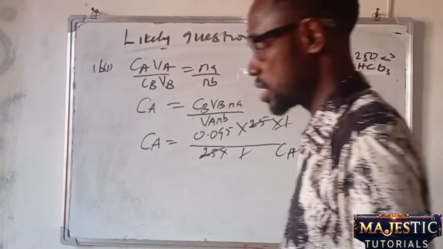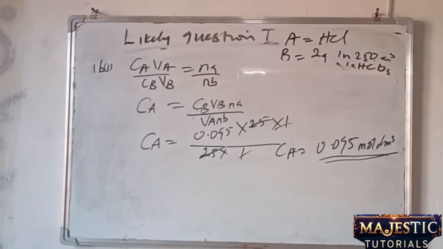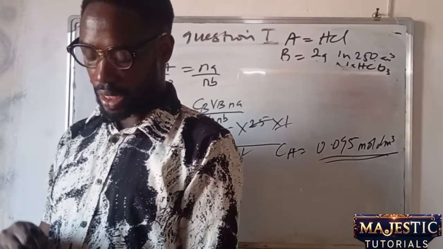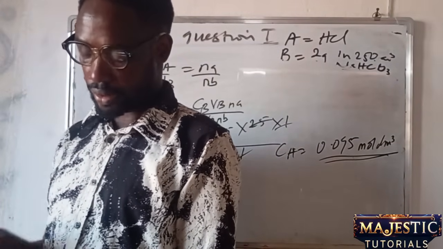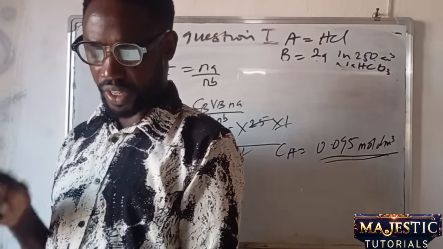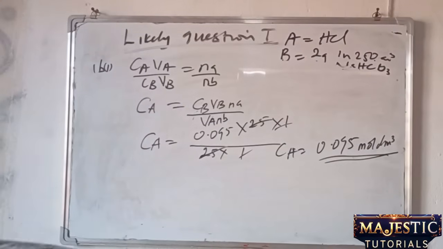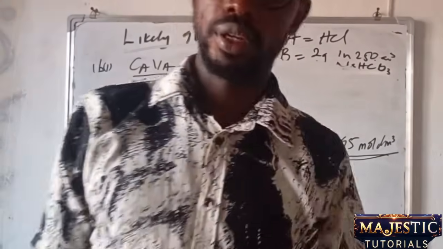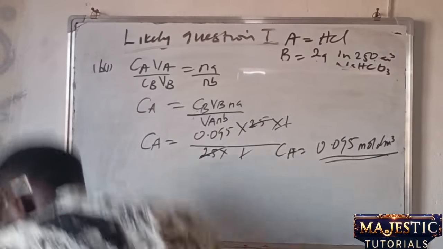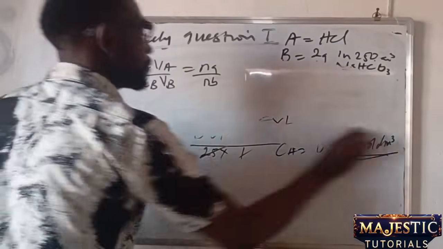Then the next is question 1B(iii). It tells us to find the mass of A in 250 cm cube of solution A. The mass of A in 250 cm cube of solution A.